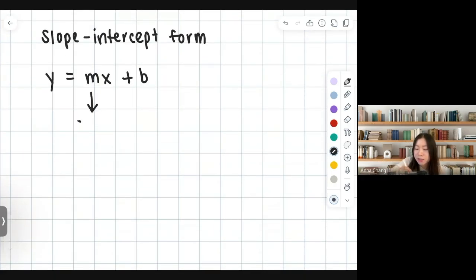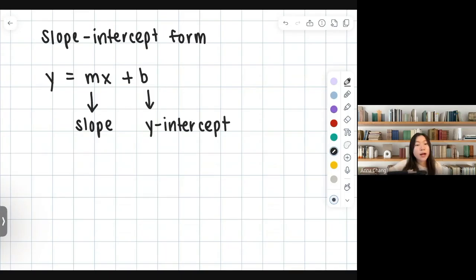M represents the slope of the line. Slope is how we refer to the rate of change. B represents the y-intercept. The y-intercept is the point where the line crosses our y-axis.